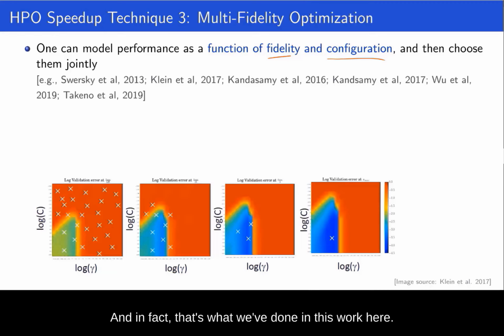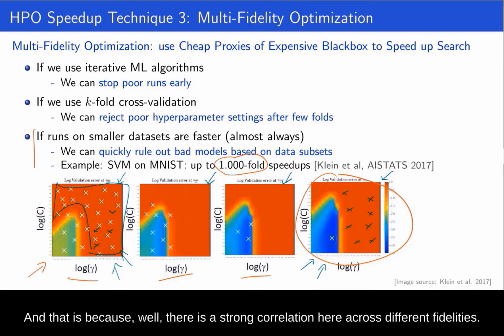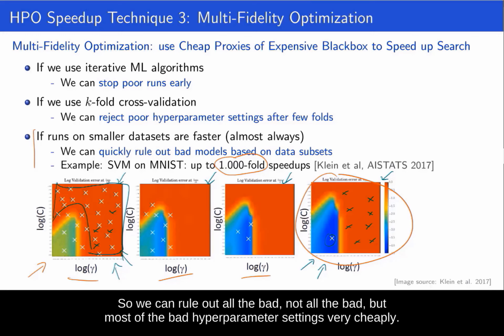And in fact, that's what we've done in this work here, and that did achieve 1,000-fold speedups for optimizing support vector machines on MNIST. That is because there is a strong correlation across different fidelities, and the runs on the cheapest fidelity, the subset, are much, much cheaper than the runs on the highest fidelity. So we can rule out not all the bad, but most of the bad hyperparameter settings very cheaply.